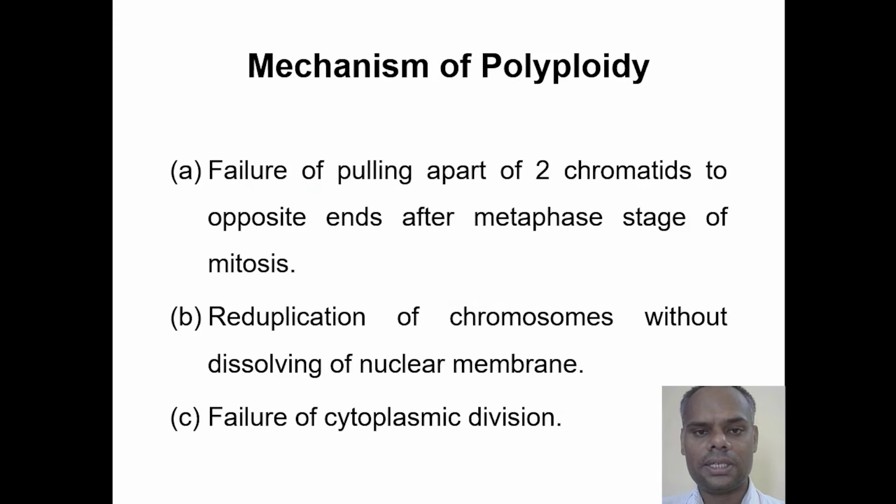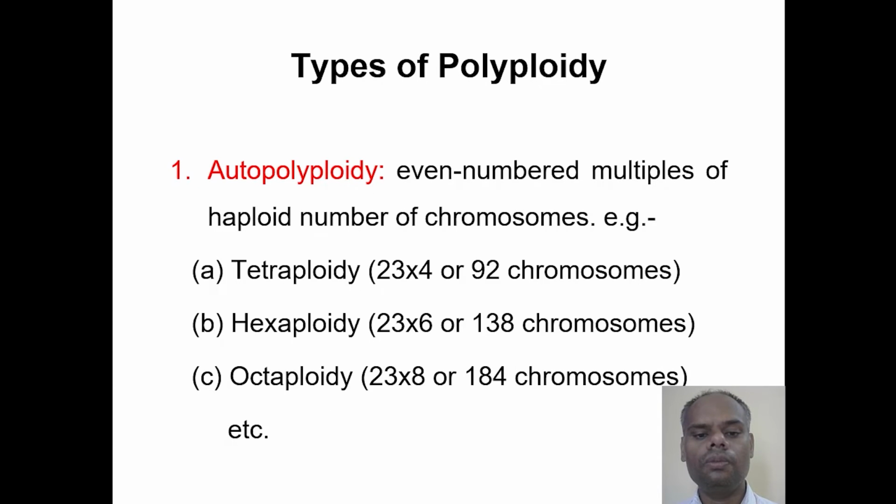minus 1, etc. The mechanism of polyploidy includes failure of pulling apart of 2 chromatids to opposite ends after the metaphase stage of mitosis, reduplication of chromosomes without dissolving of the nuclear membrane, and there can be failure of cytoplasmic division. Polyploidy can be divided into either autopolyploidy or allopolyploidy.